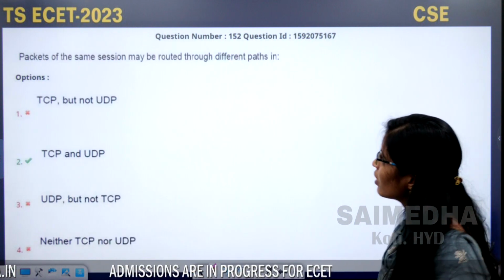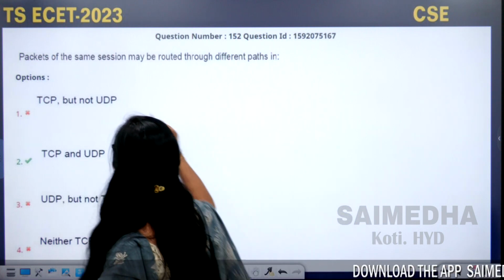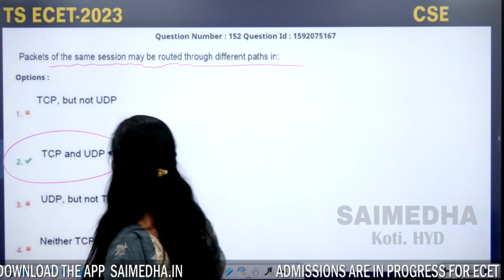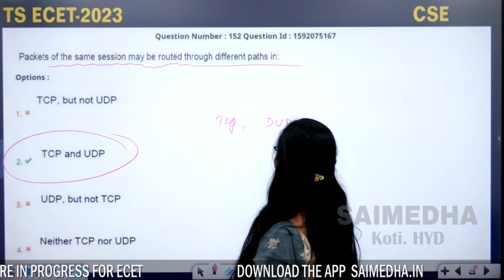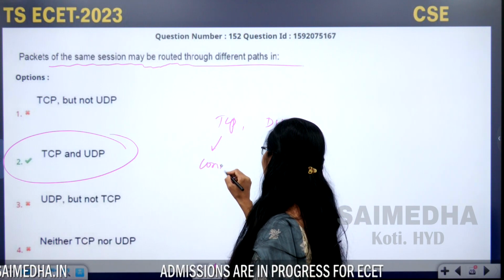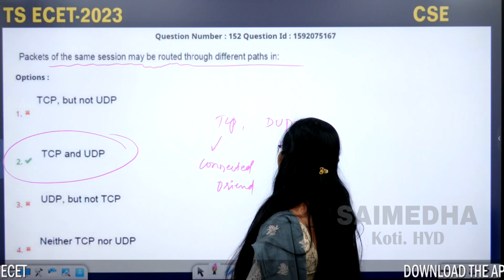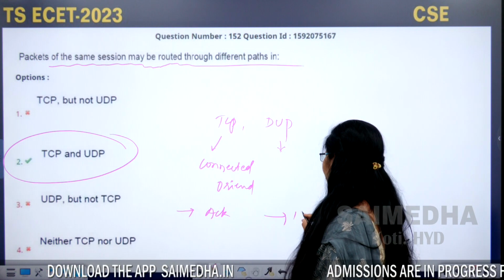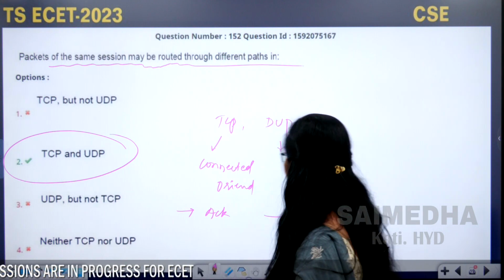The next one: packets of the same session may be routed through different paths. The two famous protocols in the transport layer are TCP and UDP: Transmission Control Protocol and User Datagram Protocol. TCP is connection oriented, and UDP is connectionless. With TCP we get the acknowledgement, which means it is reliable. Coming to UDP, it is not reliable, with no acknowledgement. These two protocols are generally used for packet transferring purposes.